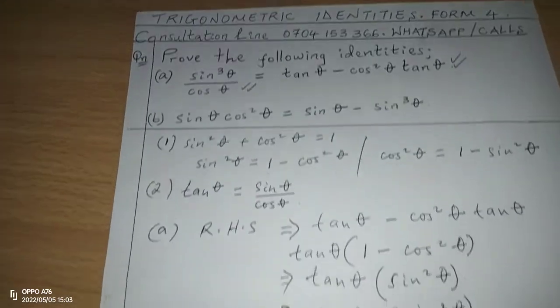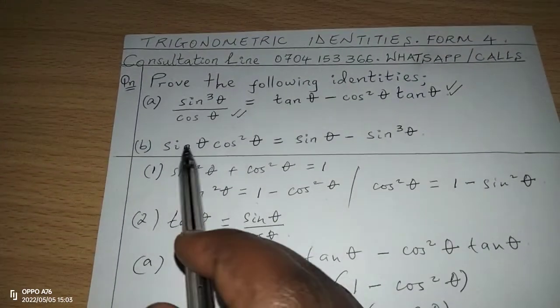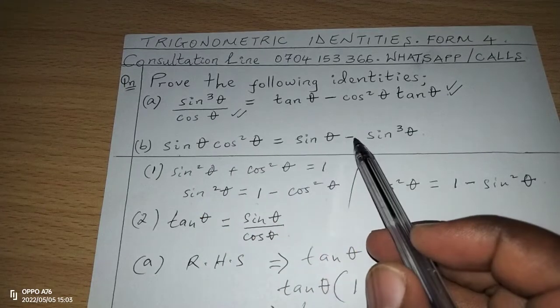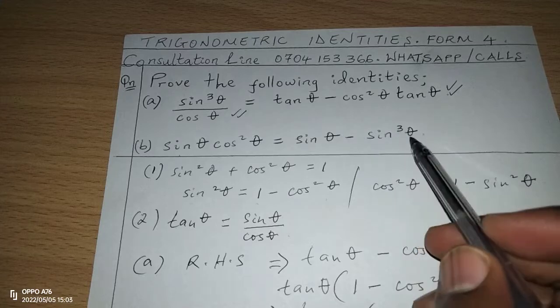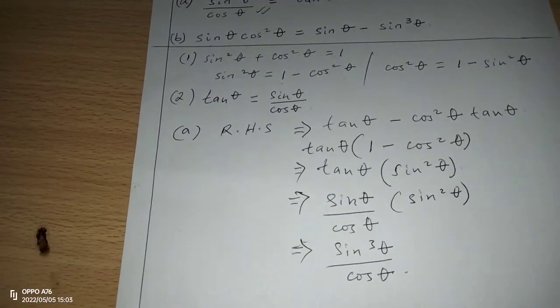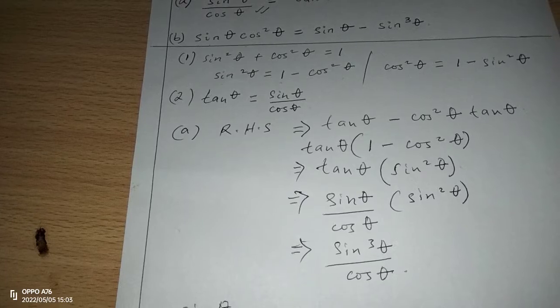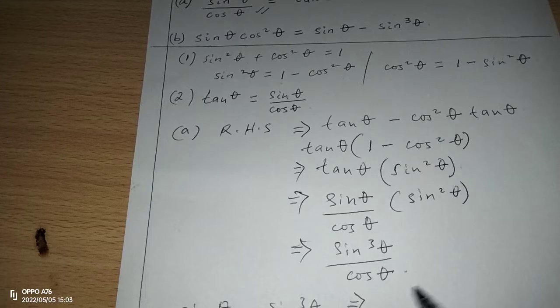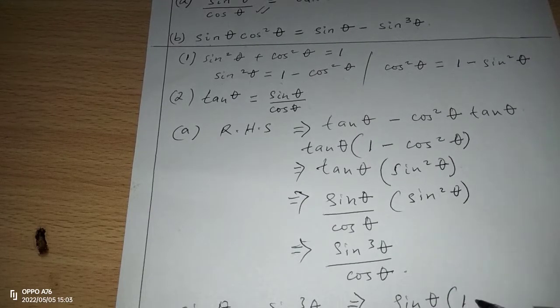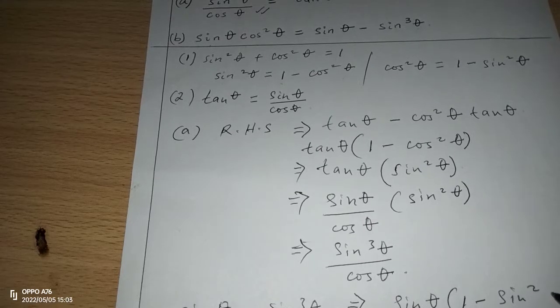The second one says that sine theta cos squared theta equals sine theta minus sine cubed theta. So with this part, we can first of all factor out the sine of theta such that sine theta minus the sine cubed of theta. This should give us the sine of theta, then we have 1 minus sine squared theta.